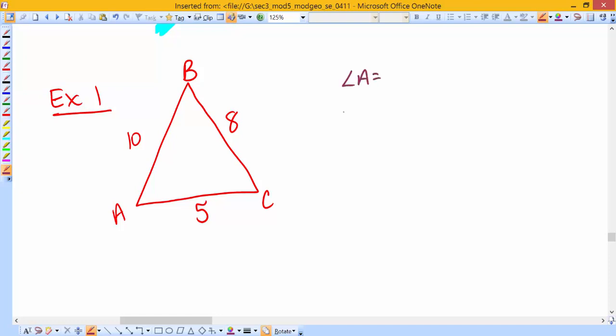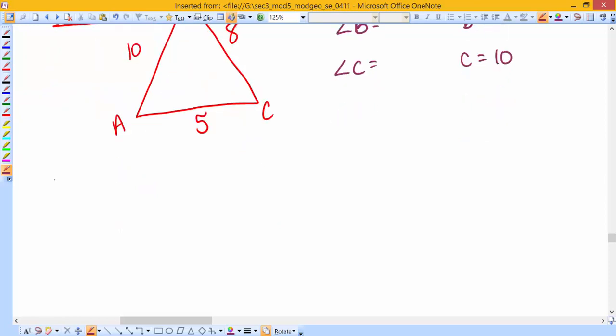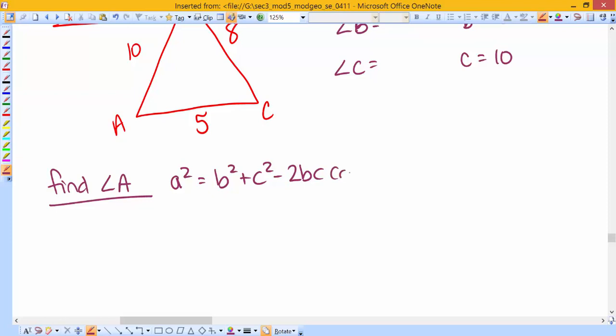So angle A we don't know, angle B we don't know, angle C we don't know. So we're going to have to find all three angles. I do know little a is 8, I know little b is 5, and I know side C is 10. So I'm going to start by finding angle A. So I'm going to use a squared equals b squared plus c squared minus 2bc cosine of A. And I picked this because I decided to find angle A first.